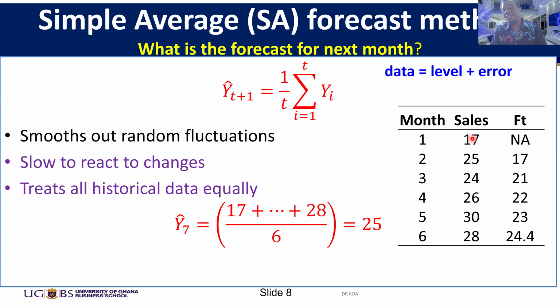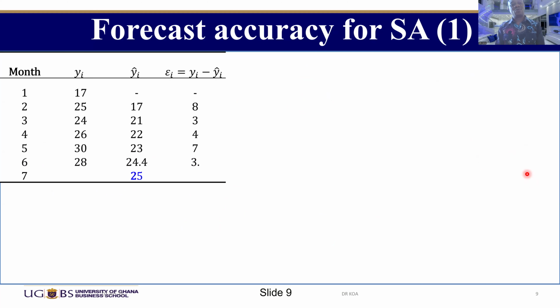The average of 17 is 17 divided by 1, which is 17. That is why the forecast here is 17. The average of 25 and 17, that is 25 plus 17 divided by 2, that will give you 21. And then it can go on and on. On the basis of that, you should be able to calculate the forecast for that year. Once again, once you are done, you should be able to calculate the error.